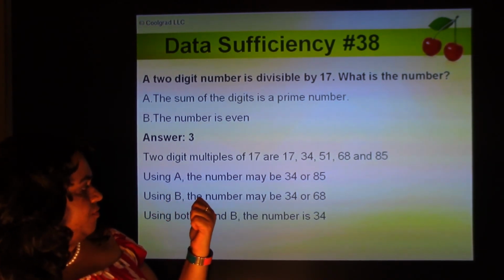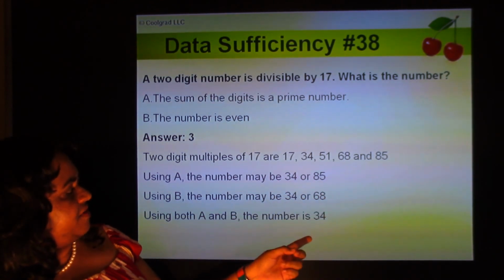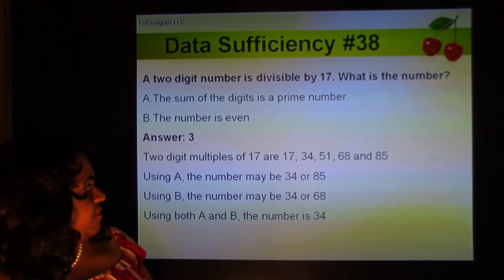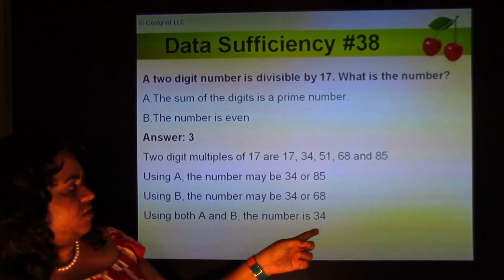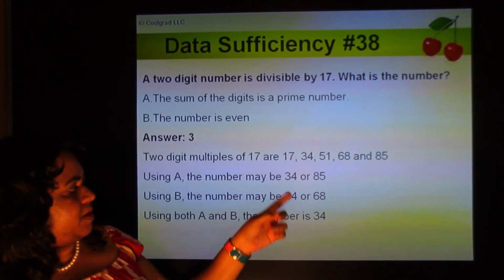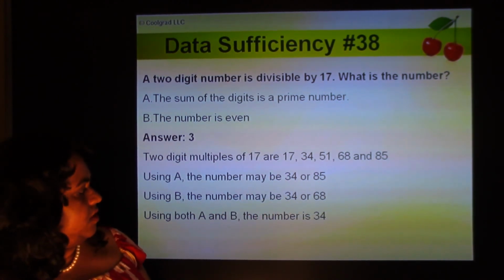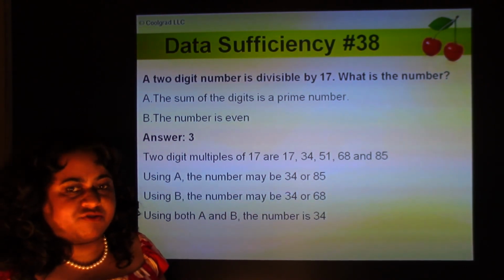Using statement B alone, the number is even. So from these numbers, it's either 34 or 68. So we still don't know which one. But if you use both the statements together, it can only be 34. The sum of the digits is a prime number and it's also even. So it can only be 34. So using both the statements together, we can solve this question. So we pick option 3.